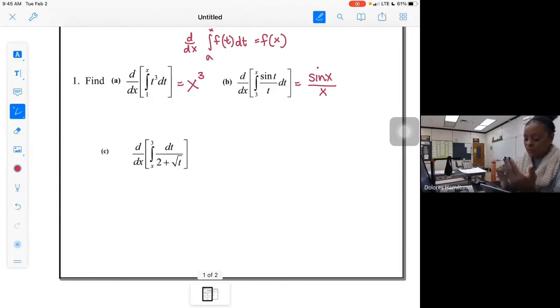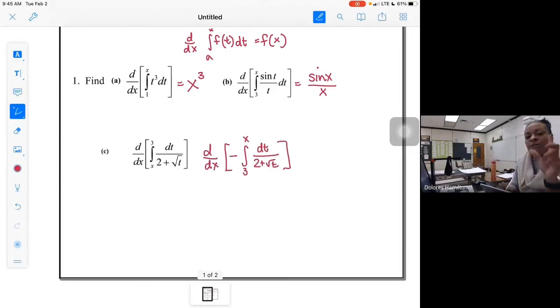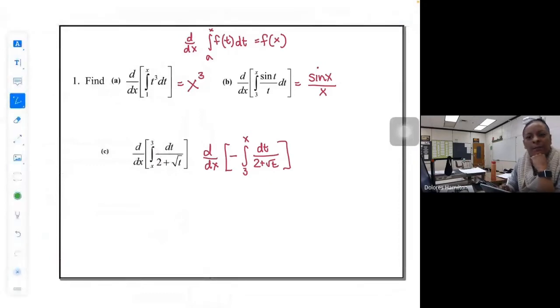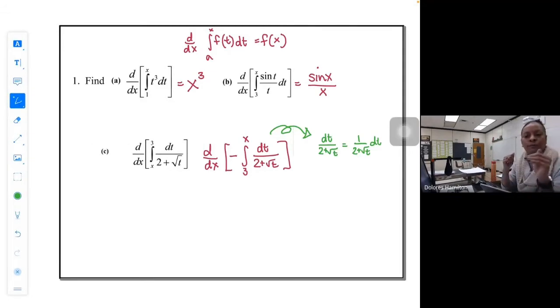So what do I want to do in this case? I want to switch those limits of integration and negate that integral. Now you might be thinking that that dt on the top is a little bit weird, but it means the same thing as 1 over 2 plus root t dt. So just think of it the same way we would do with a number. We can put that dt or the dx on top. All right, so now let's work out that problem.